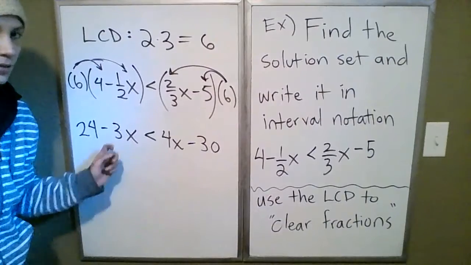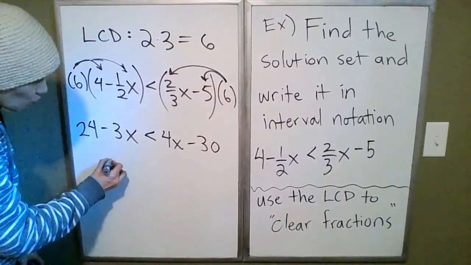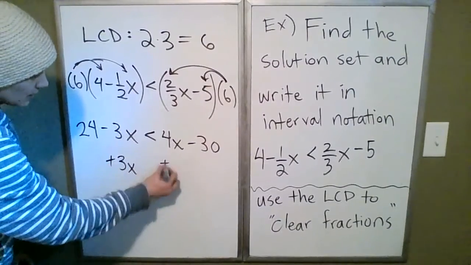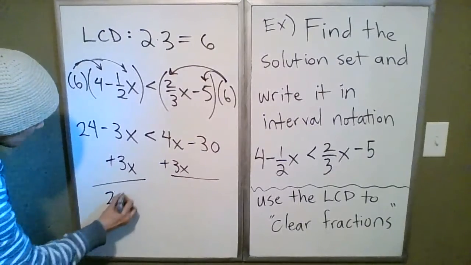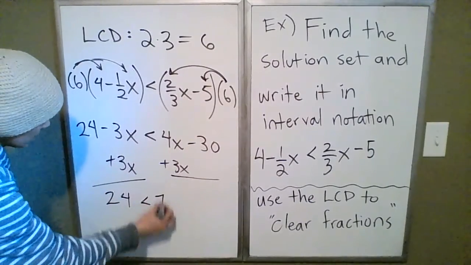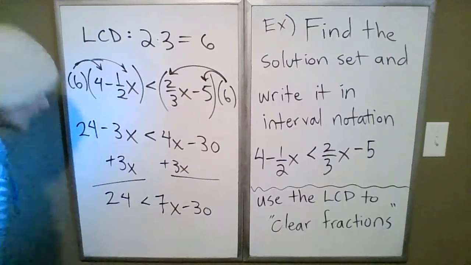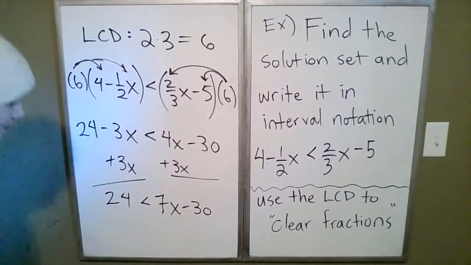And you want to get the values of x together. I'm going to be adding 3x. And then I can add 30 to both sides.